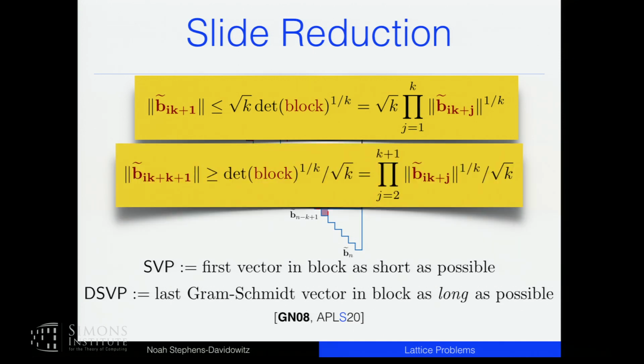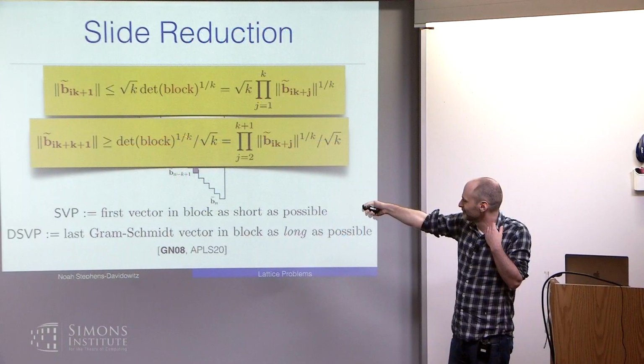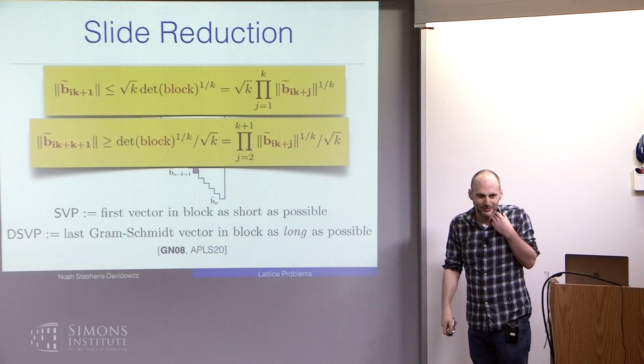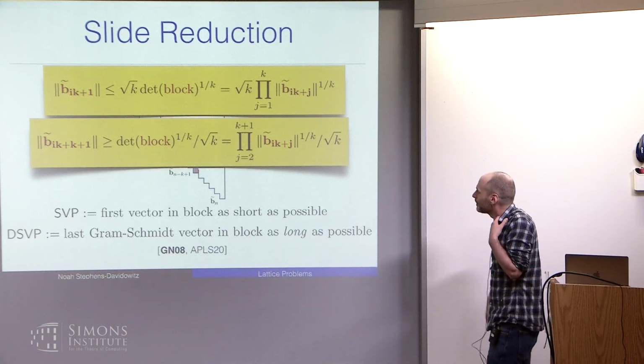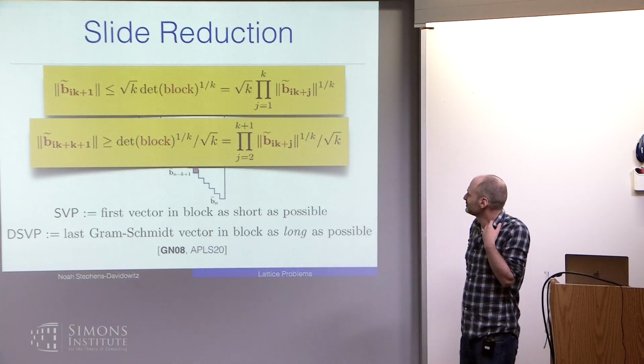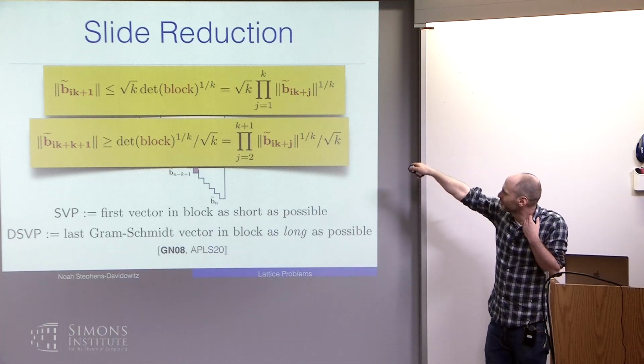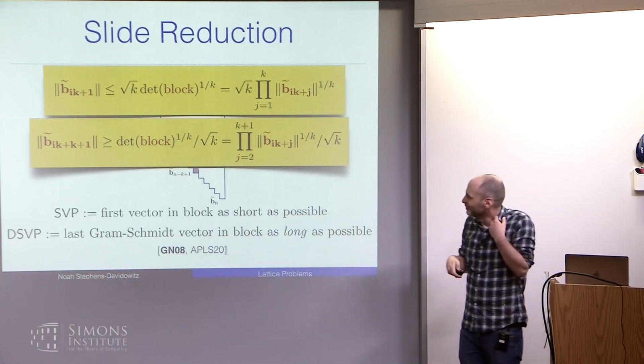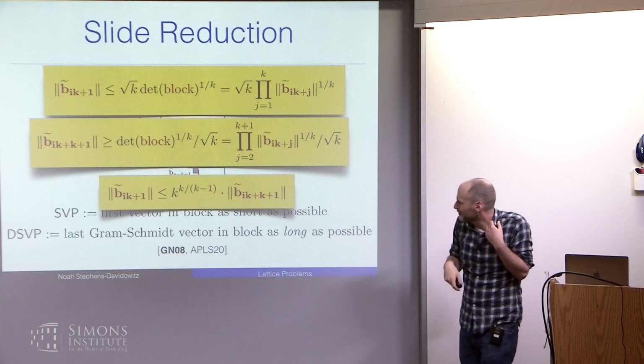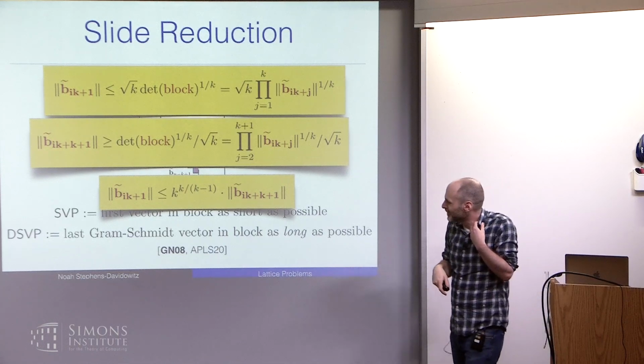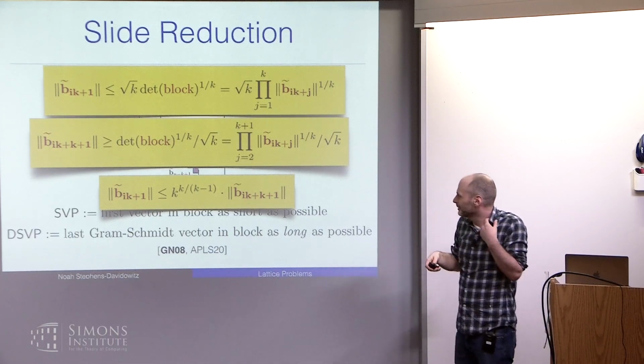And for the dual conditions, the fact that the last vector in a dual block is long, you can apply Minkowski to the dual, and you'll get that the last vector in the block is large relative to the determinant of the block, and you get this square root k in the denominator. That's just Minkowski on the dual. And again, you can write this determinant as a product, and you notice that these products are shifted off by 1. And then you just divide one product by the other, and everything magically cancels. Maybe not so magically, I don't know.